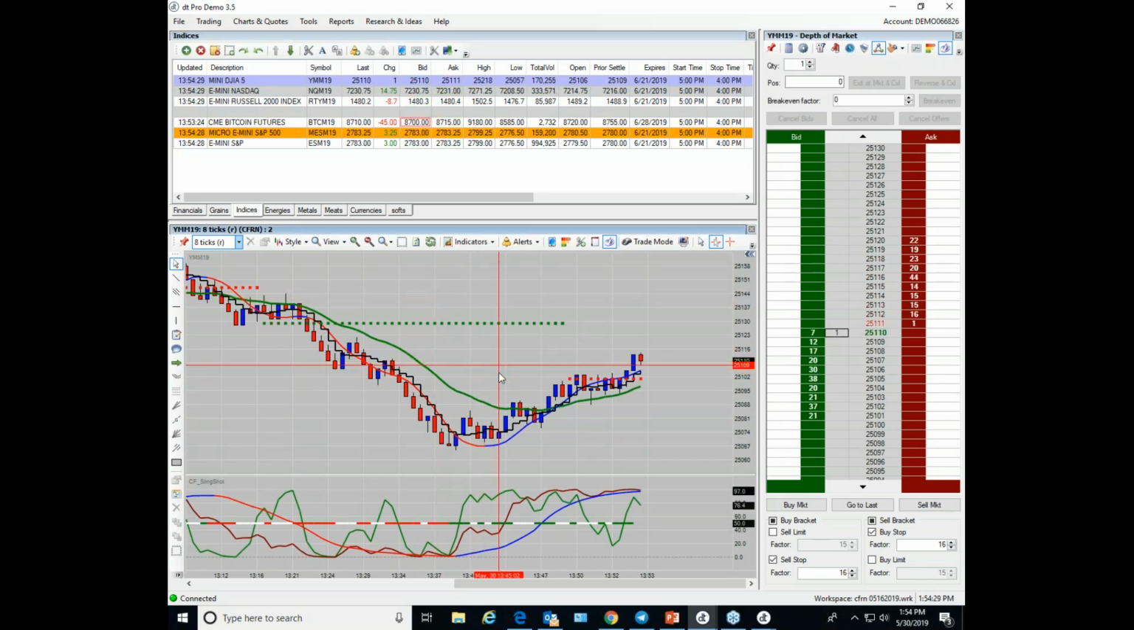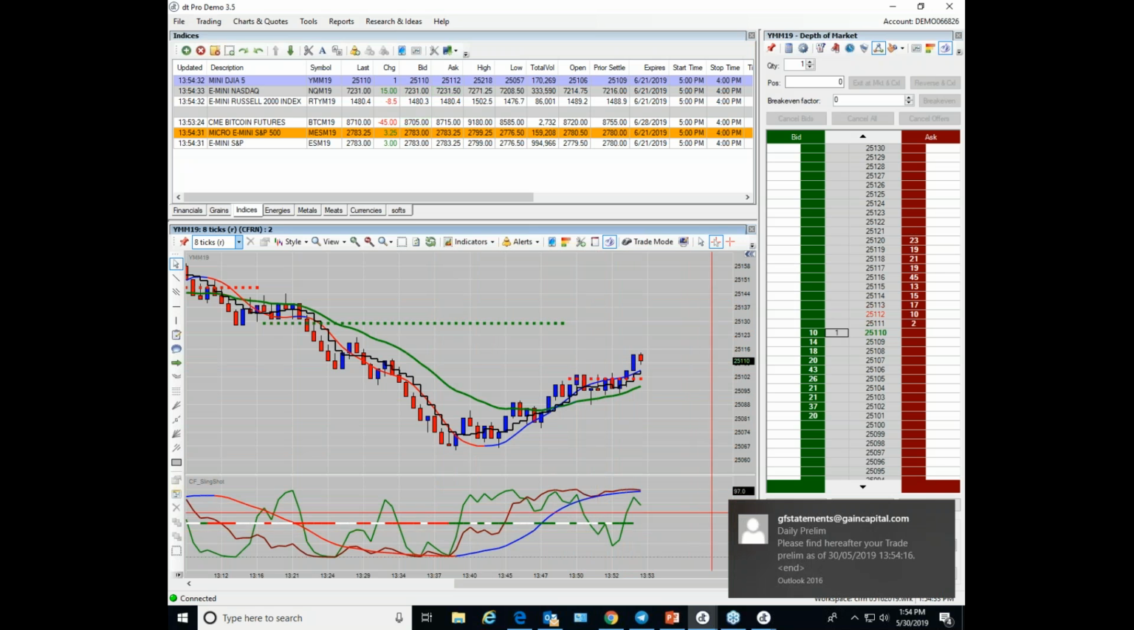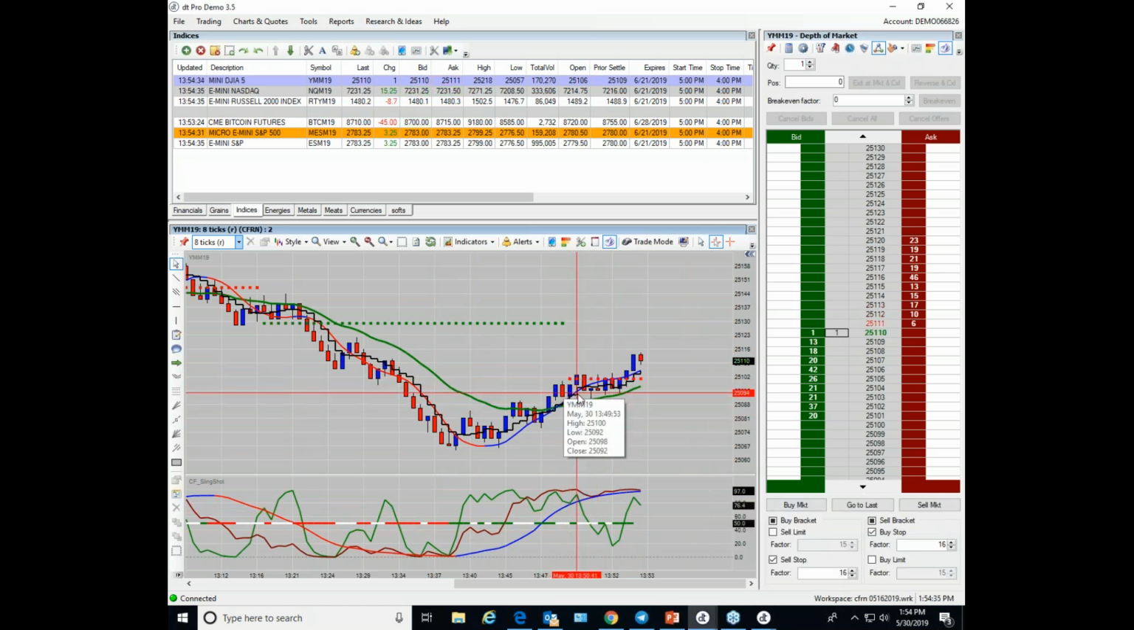So let me see if I can't find anything here. We have the bullish separation. Okay. We have the bullish cross back here. A lot of more bullish things than bearish things.